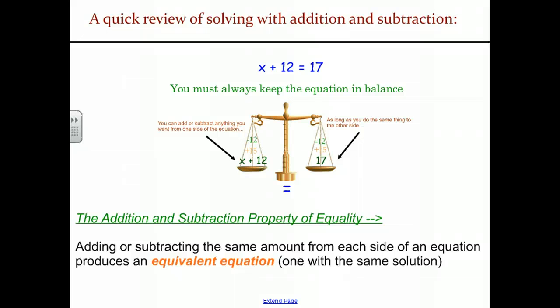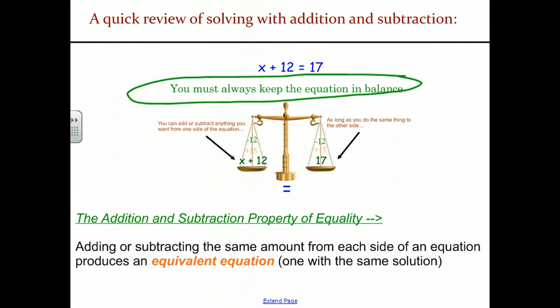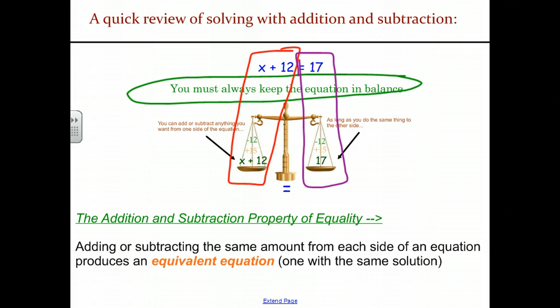A few important things from that lesson. First, we always have to keep the equation in balance. That means whatever we do to one side of the equation, which in this case is x plus 12, we must do to the other side of the equation to keep it in balance like a scale. We have said that these two things are equal. We cannot add 5 to one side of an equal equation without adding 5 to the other side.